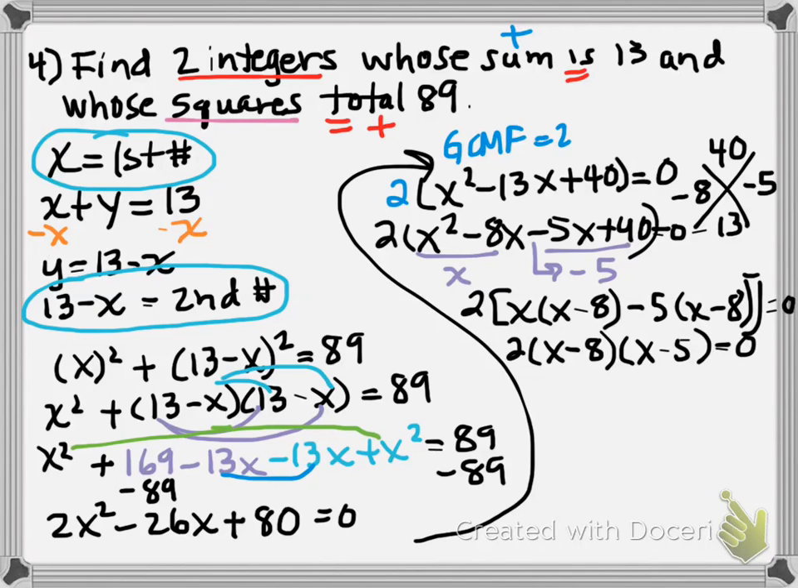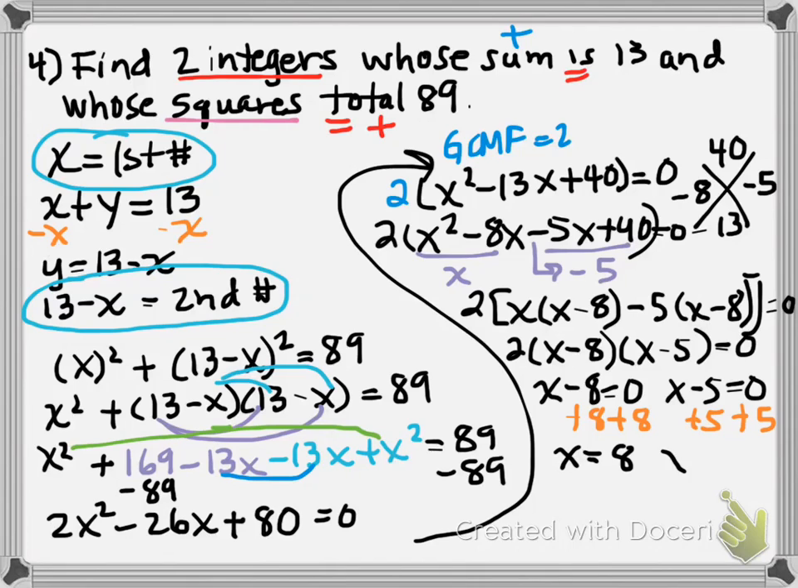So I take each factor that contains the variable, and I set it equal to 0. So we're going to add 8 to both sides on this one, add 5 to both sides on this one. And I get x equals 8, and I get x equals 5. So I just need to kind of test them out. 8 plus 5 equals 13. 5 plus 8 equals 13. So it works both ways.